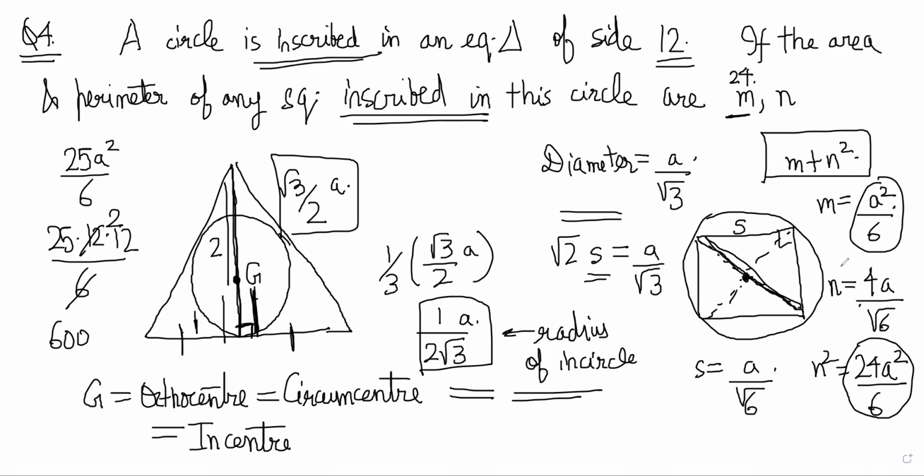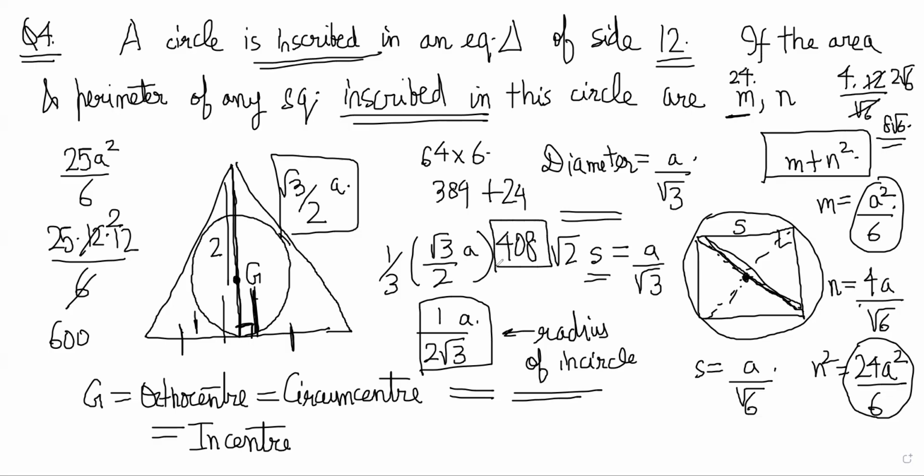And 4 times, oh wait, 4s, 4a by root 6. So 4 times a, which is 12 by root 6. So this is coming out to be 6 into 2 here. So 2 into root 6, so 8 root 6. 8 root 6 is coming as this. So the square of this will be 64 into 6. So I'm making a calculation mistake. 64 into 6 will become 384 plus 24 should be 408. That is my answer. When I did right now here, m plus n.